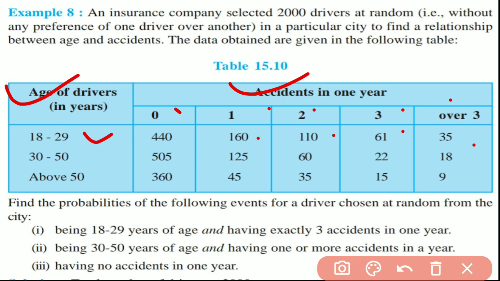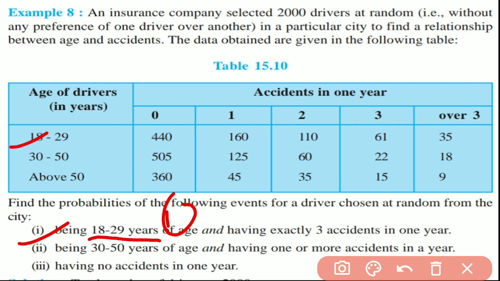In the second row, the 30 to 50 age group and the above 50 age group are given. This is the one tabulation given. On the basis of the tabulation, you have to answer certain probability questions. The very first question is given to you, children. The first condition is the age group of 18 to 29, and the second condition is having exactly 3 accidents in the year. Exactly 3 accidents in the year is 61.